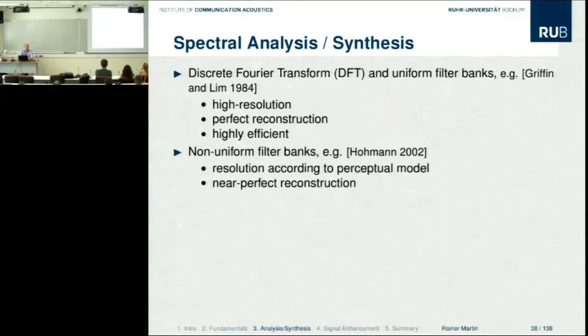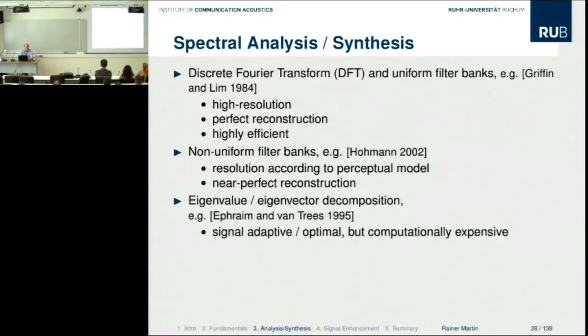Then there are some non-uniform filter banks, for example, the gammatone filter bank or other designs, which mimic the resolution of the auditory system. For example, they have narrower filters at low frequencies and wider filters at higher frequencies. Typically, they do not give you an exact perfect reconstruction, but they can be designed such that they're near perfect with a relatively low distortion.